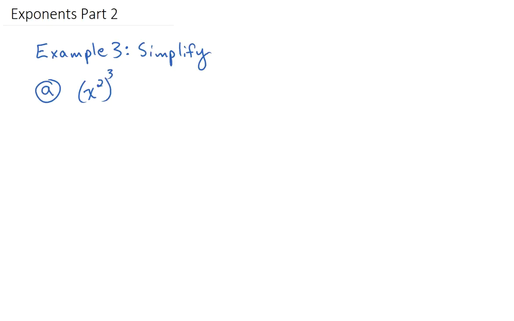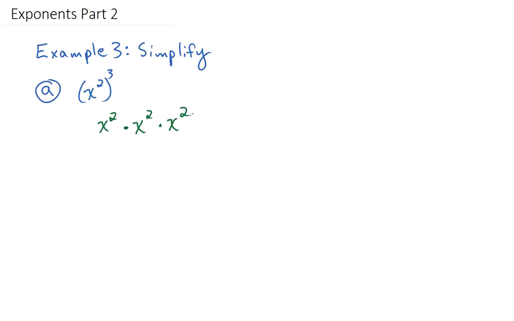Now, literally what this means is the 3 outside tells me to take everything inside the parentheses times itself 3 times. So let me write that out explicitly. We would have x squared times x squared times x squared. So everything inside the parentheses times itself 3 times.